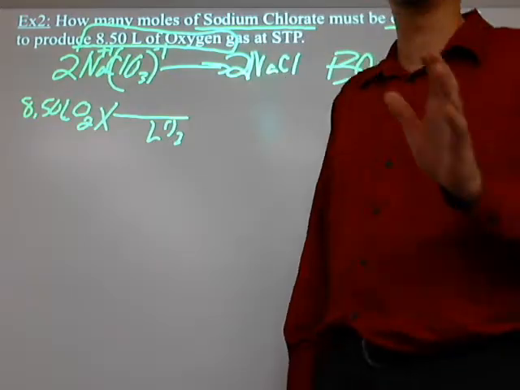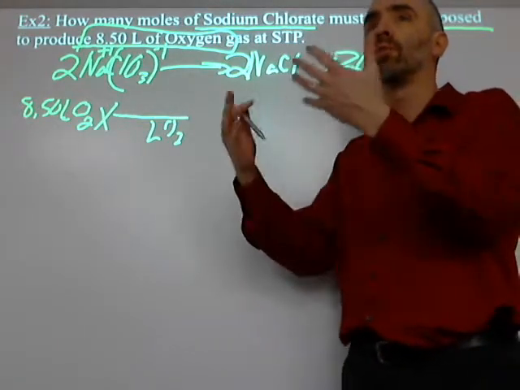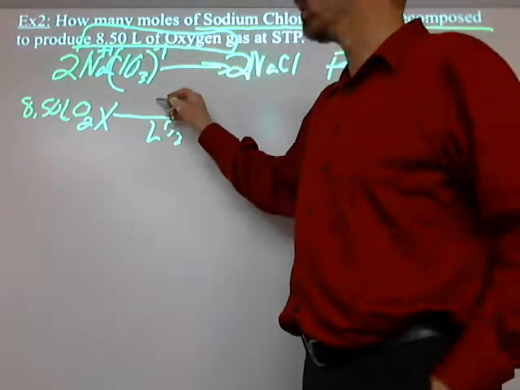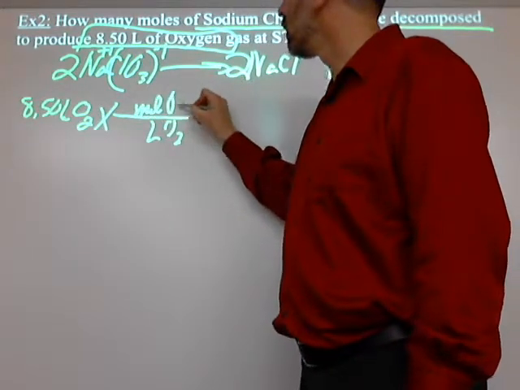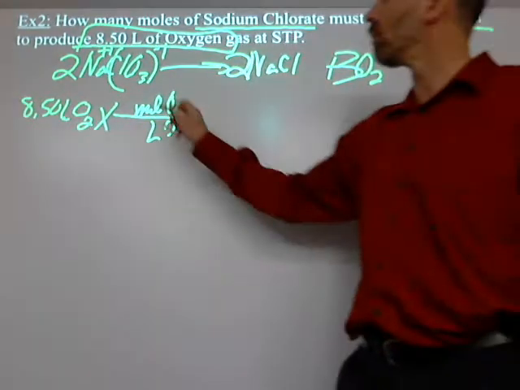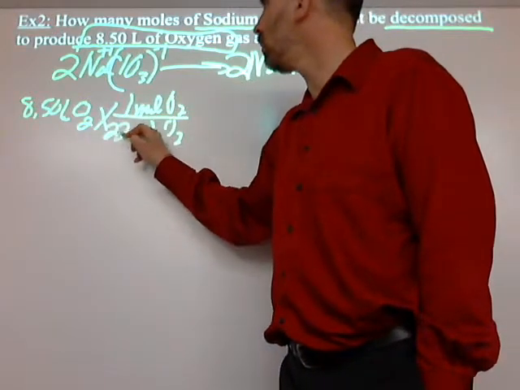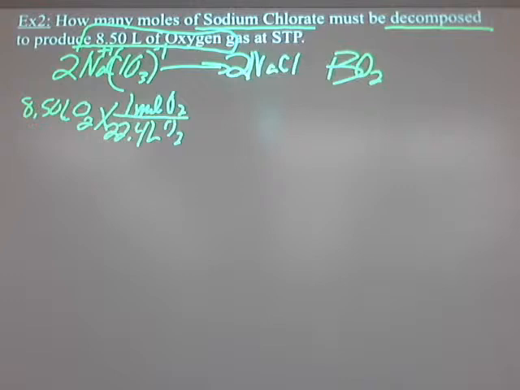What's going to go on the top, you think? Remember, stoichiometry is still and always has been and always will be moles of what you have to moles of what, it's a mole ratio. So what's going to go on the top? I'm not in moles, I'm in liters. I need moles of oxygen. So I'm going from liters to moles. 1 mole contains 22.4 liters.